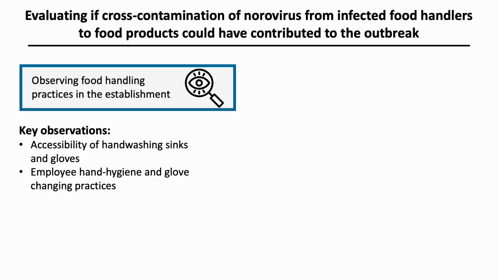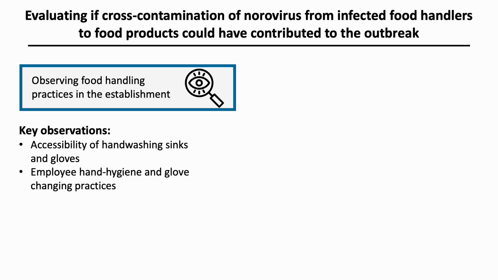To identify whether food handling practices could have facilitated cross-contamination of norovirus from infected food handlers to food products, environmental health investigators should evaluate the practices used to prepare food products in the establishment during site visits. This can be done through observing how food is routinely handled in the establishment. During these observations, one key thing to take note of is the accessibility of hand-washing sinks and gloves in the establishments to promote frequent hand washing.